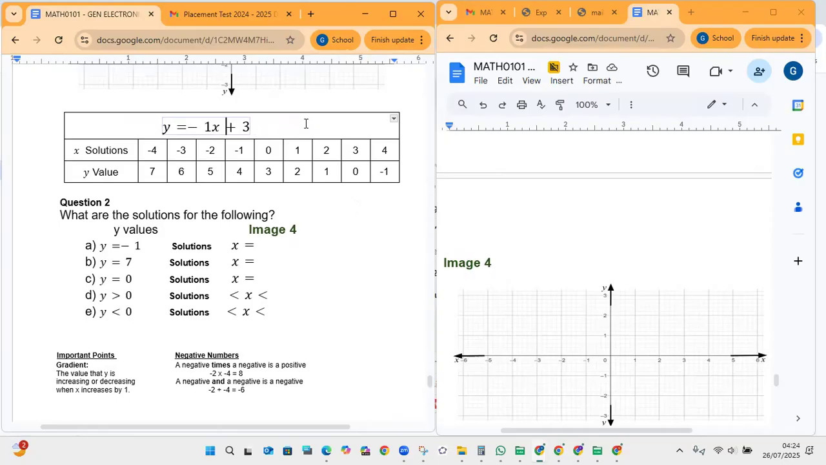Right, so here's the equation. You don't have to write negative 1, but there's an invisible 1. Now, we've got to plot these points on the graph so that we can find the values of y and find the solutions for these values of y.